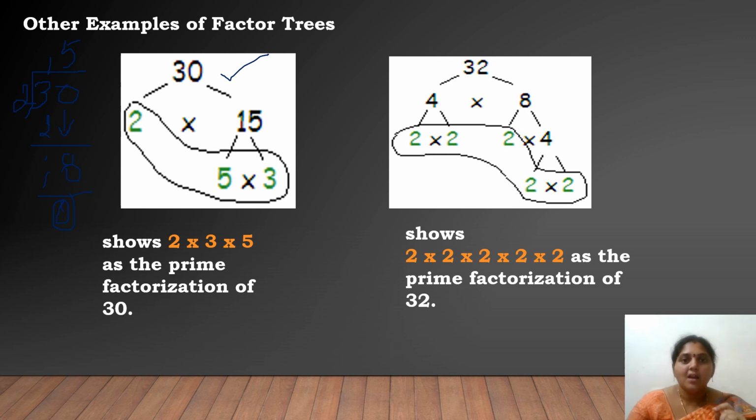So 15. 15 is not a prime number. We want only prime numbers for factors. So this 15 can be written as 3 into 5 or 5 into 3. 3 and 5 are prime factors. So we stop there; that is the prime factorization. Now what you have to do is take 2, 3 and 5 and multiply all these 3 numbers, and you will get your answer as 30. Understood how to do prime factors?